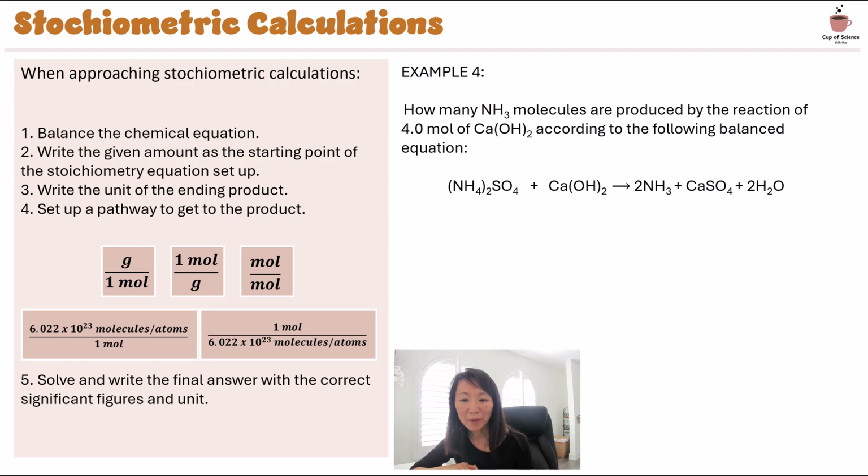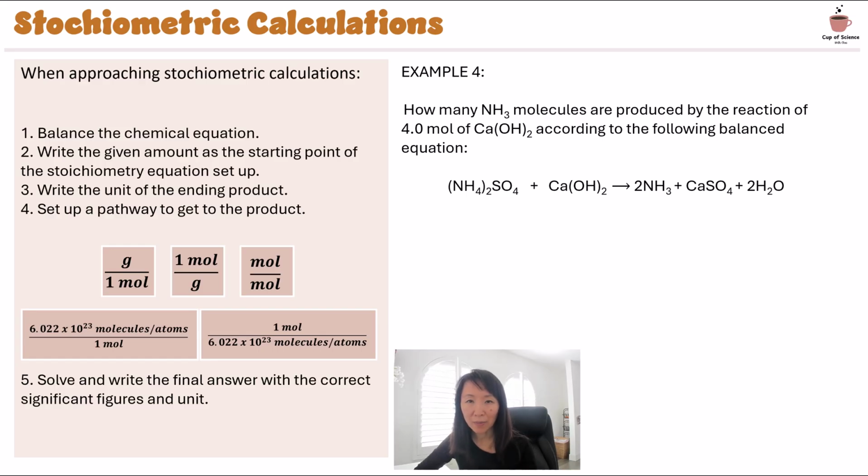Next example, how many NH3 molecules are produced by the reaction of 4.0 moles of calcium hydroxide according to the following balanced equation? They're not asking for moles, they're asking for molecules, so it's a little different now. This is already a balanced equation, so we don't need to deal with any balancing. It's the same step. Number 1, balance the chemical equation, but it's already done, so I'm going to move on to number 2. Write the given amount as a starting point.